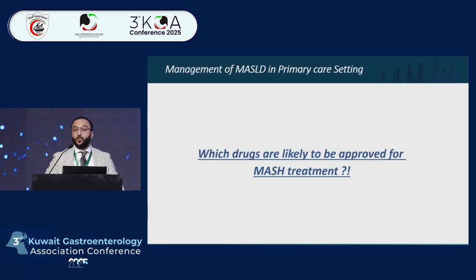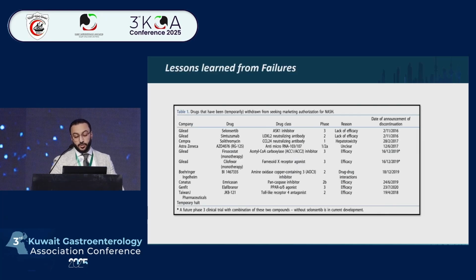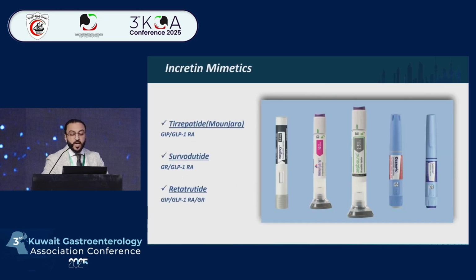So where do we stand now in the treatment of MASLD and MASH? We have learned from our previous failed medications and many withdrawn drugs. That's why now the drugs that are making a revolution in the field of MASH and MASLD are the incretin mimetics. We have at least 3 of them now.